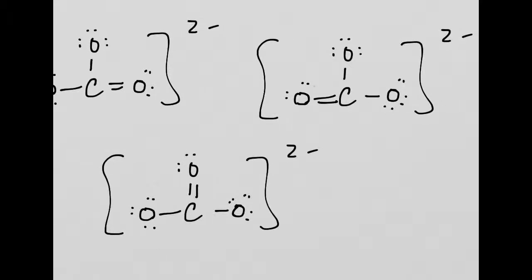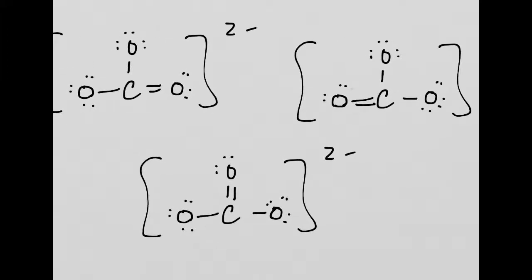However, what's absolutely nuts here is that none of these actually exist. When you do experimental analysis of carbonate, you find out that all three bonds are actually identical to one another. So it's not like you'd see a single bond and then a double bond somewhere. In fact, you have something between a single bond and a double bond when you do the reality check of this ion. It's sort of like a 1 1/3 bond that exists here.